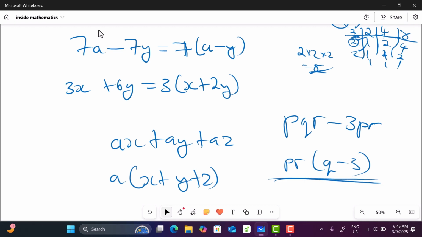Just like that. In the next video, we're going to look into factorization of quadratic expressions by inspection, splitting the middle term, and difference of two squares, including perfect squares.